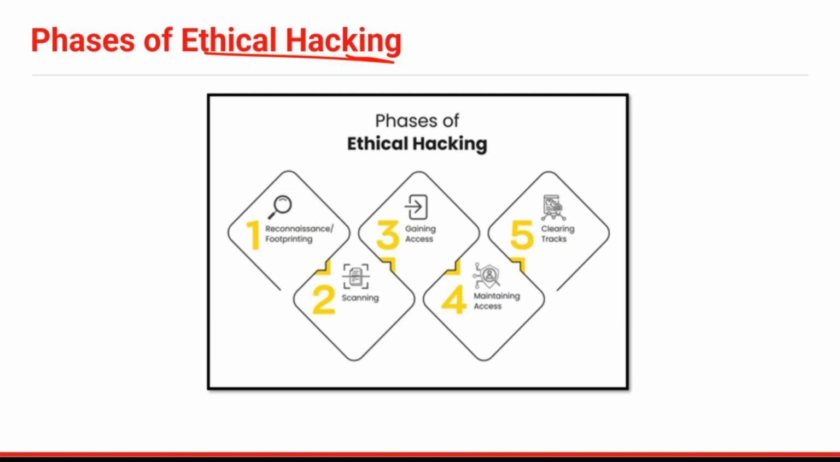So what are these 5 phases of ethical hacking? The first phase is reconnaissance. Second is scanning. Third is gaining access. Fourth is maintaining access. And fifth is clearing the tracks.